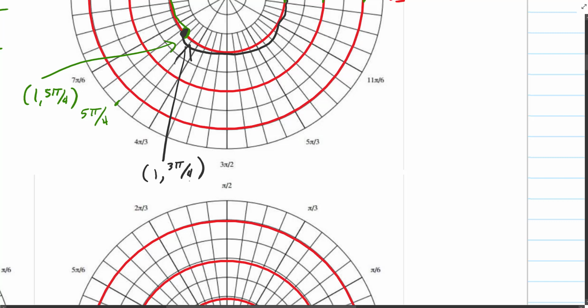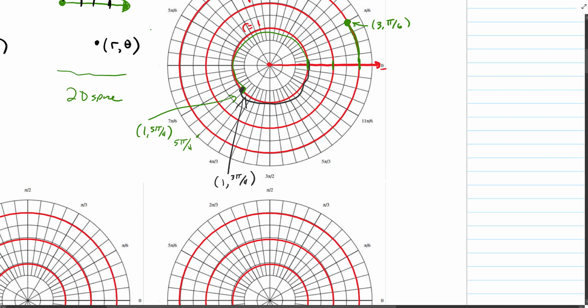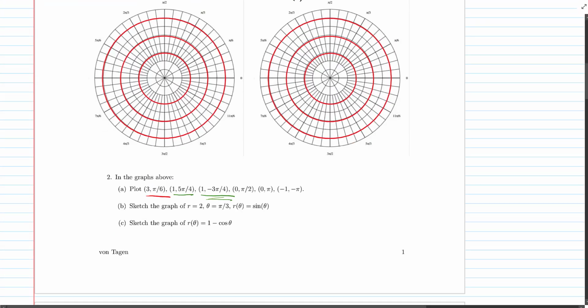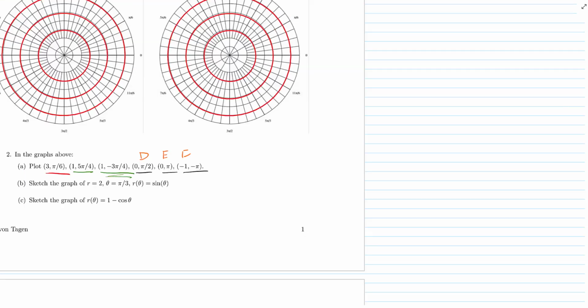But we just work with that, and usually what we do to alleviate that is we talk about the principal angles. We start from 0 to 2 pi as we need to. Okay, so I'm going to let you guys pause the video and finish plotting these remaining 3 points.